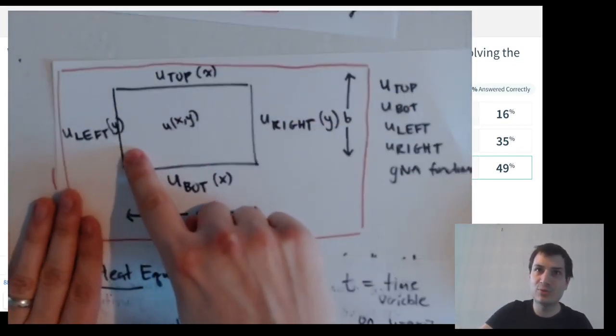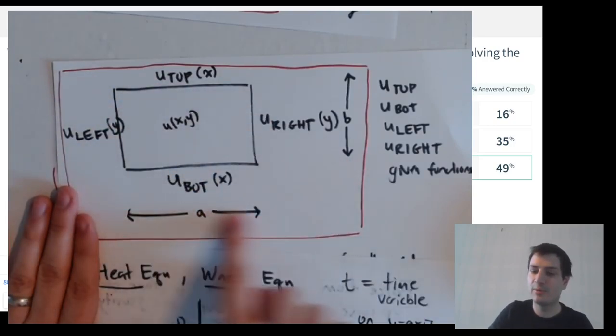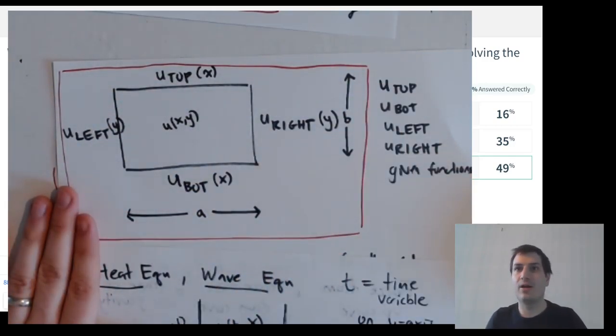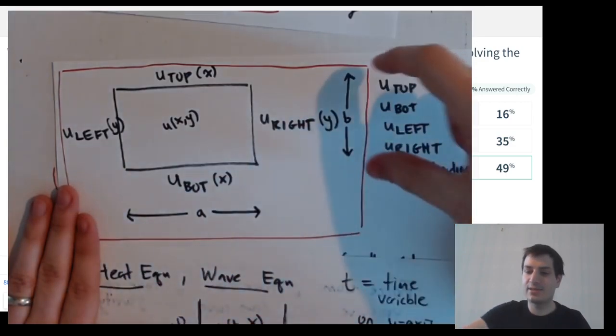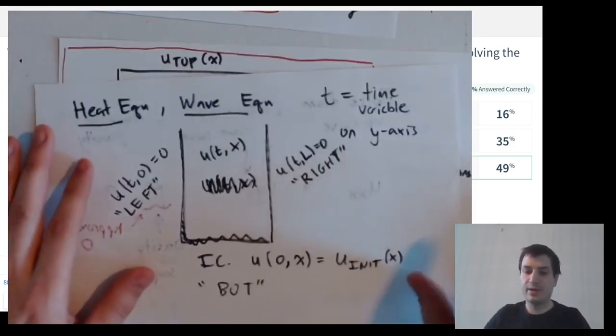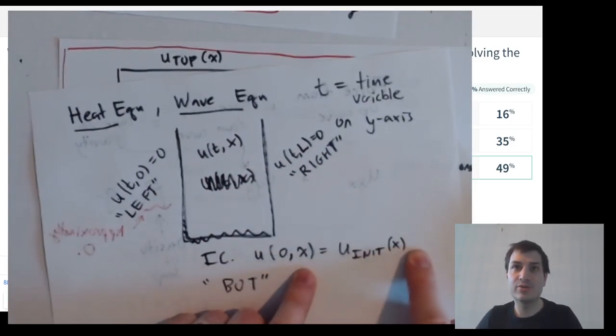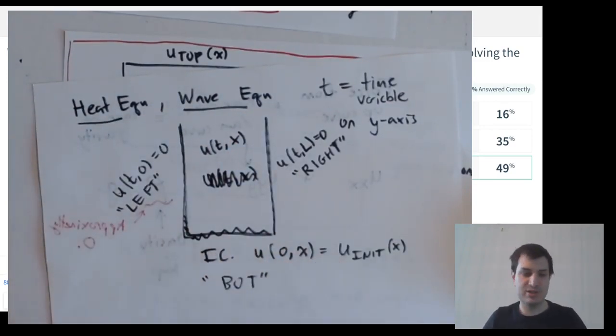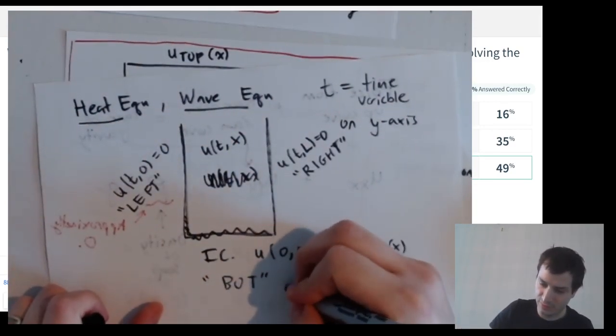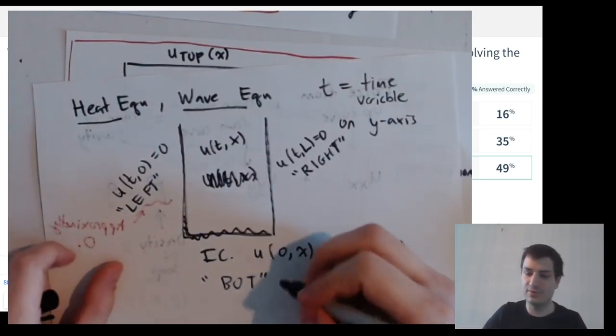In Laplace's equation, we're on a rectangle, and so everything is bounded between a and b. For x, between 0 and a, and between 0 and b for y. And in the heat equation, there's only one initial thing, but in the wave equation, you need the initial position and the initial velocity. And so for the wave equation, you also have a second piece of information.